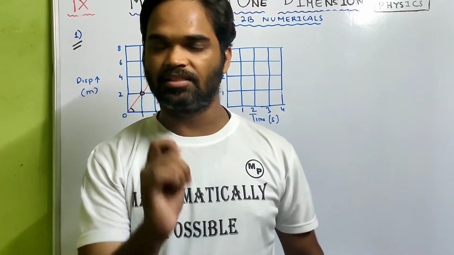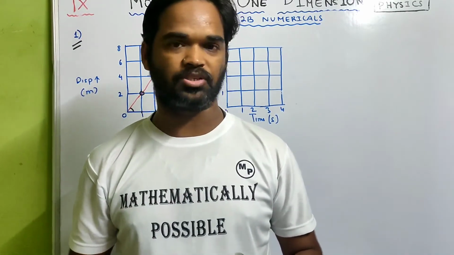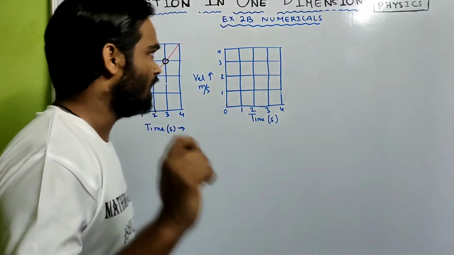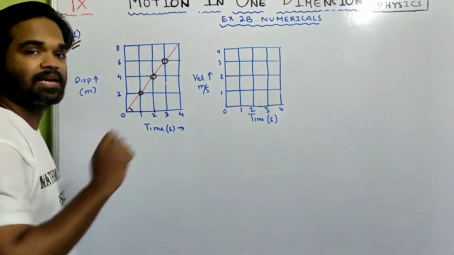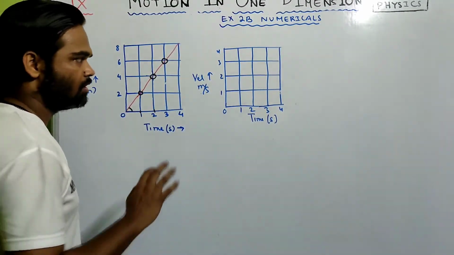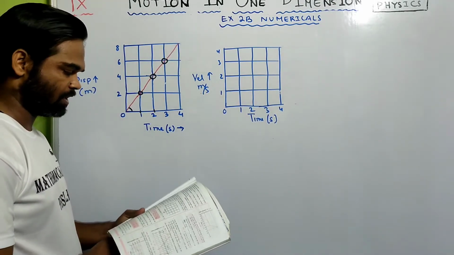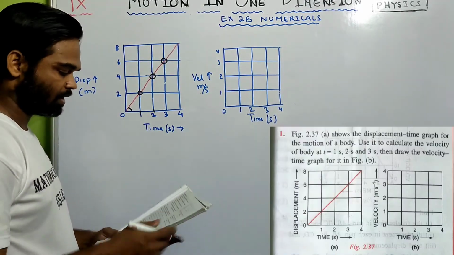Hi kids, in this video we'll continue with motion in one dimension, class 9 physics, and we will look at numericals from exercise 2B from Concise Physics, which is totally based on graphs. Let us look at the first sum.